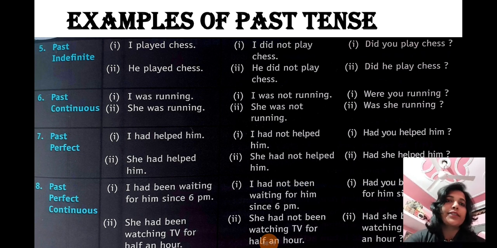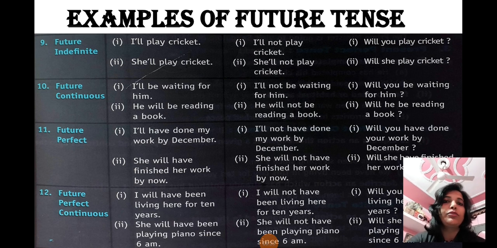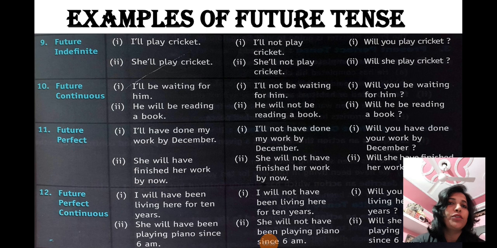Now switch to the next slide for future tense. In future tense, the same thing has happened. I will play cricket. I will not play cricket. And will you play cricket? So one by one, the rest is your work. You have to practice by correlating with the formulas and the rules which I explained to you. Now you have to put the formula on each and every sentence and practice it.